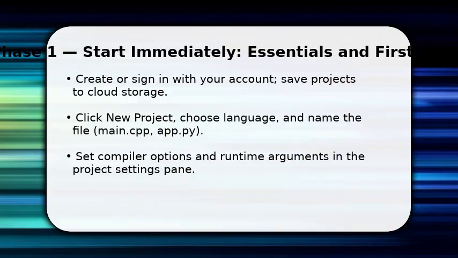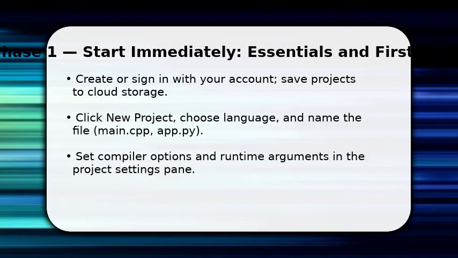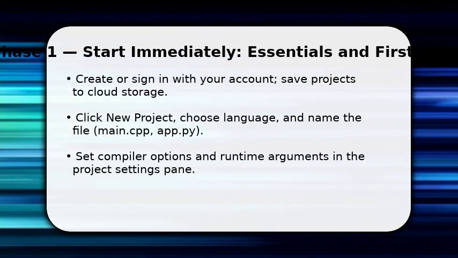You begin by opening Online GDB and signing into your account so your work is saved. First, click New Project, choose the language and give the file a clear name like main.cpp. Once done, set basic compiler options and any runtime arguments. These control how your code builds and runs.